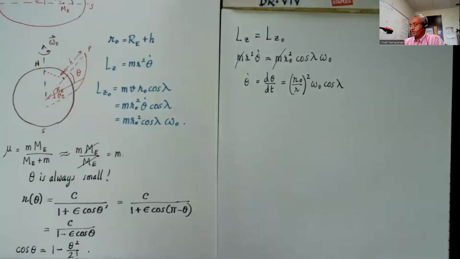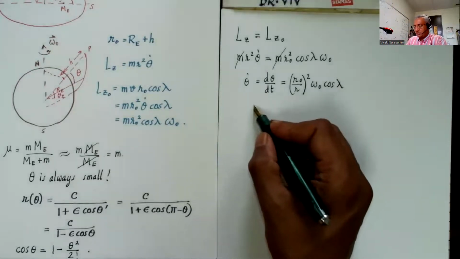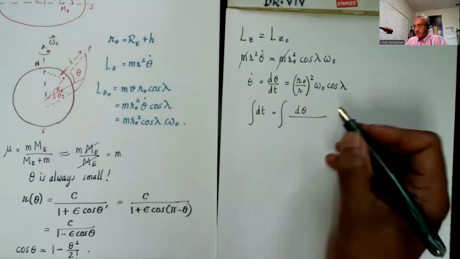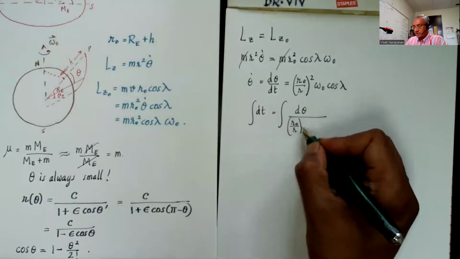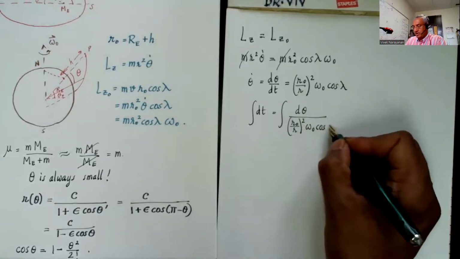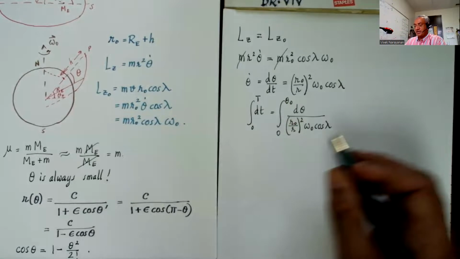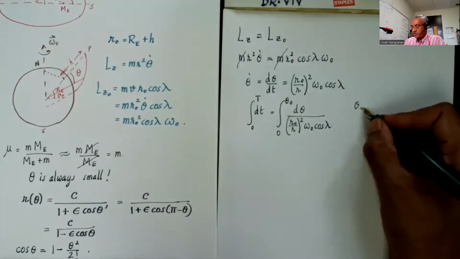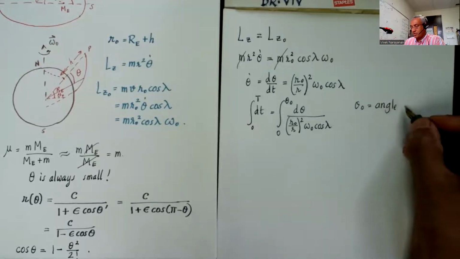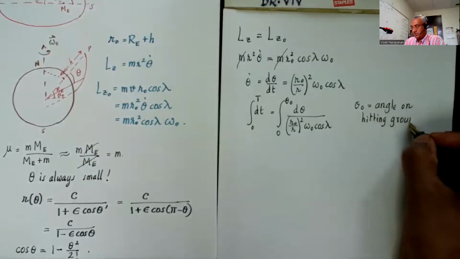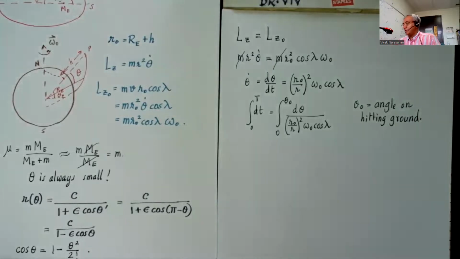We can immediately integrate this. So when I integrate this, I'm going to separate the variables. So the integral of dt is equal to the integral of d theta divided by (r naught over r) squared omega naught cosine lambda. So this goes from 0 to the time of flight capital T, and this goes from 0 to theta naught. Theta naught is the angle when it hits the ground.